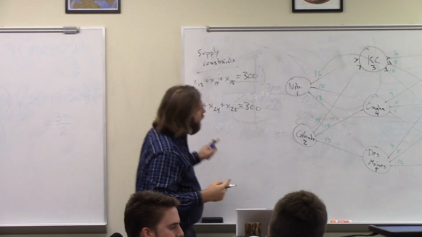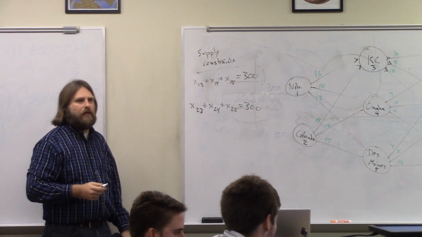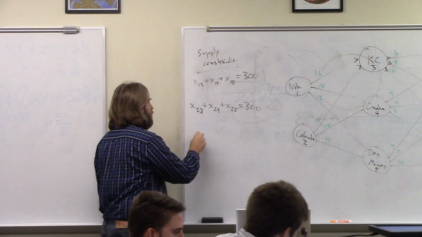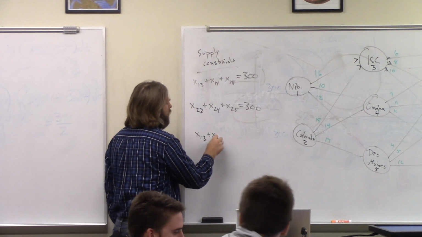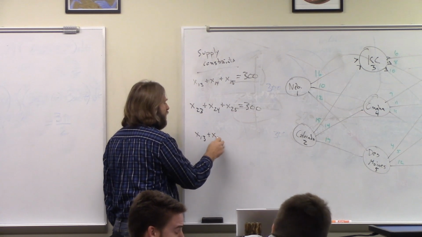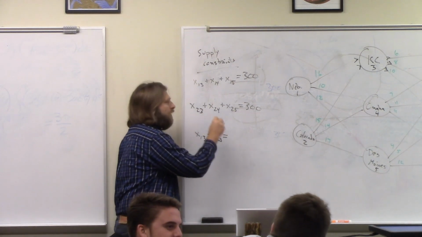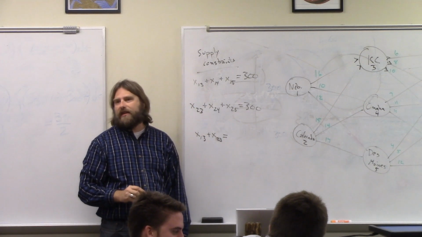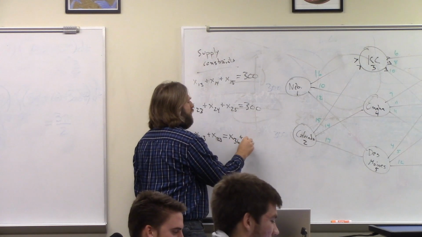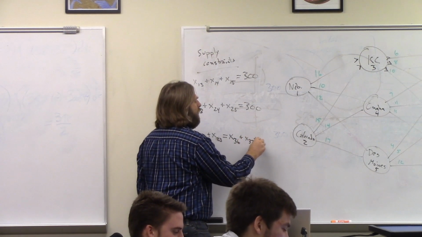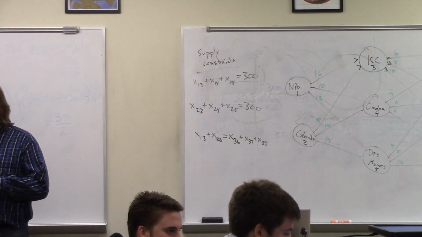So how do we represent this? How do we represent what's coming into Kansas City? That's x13 plus x23. That's what's coming into Kansas City. And what we're saying is that has to equal what's going out of Kansas City: x36, x37, and x38.